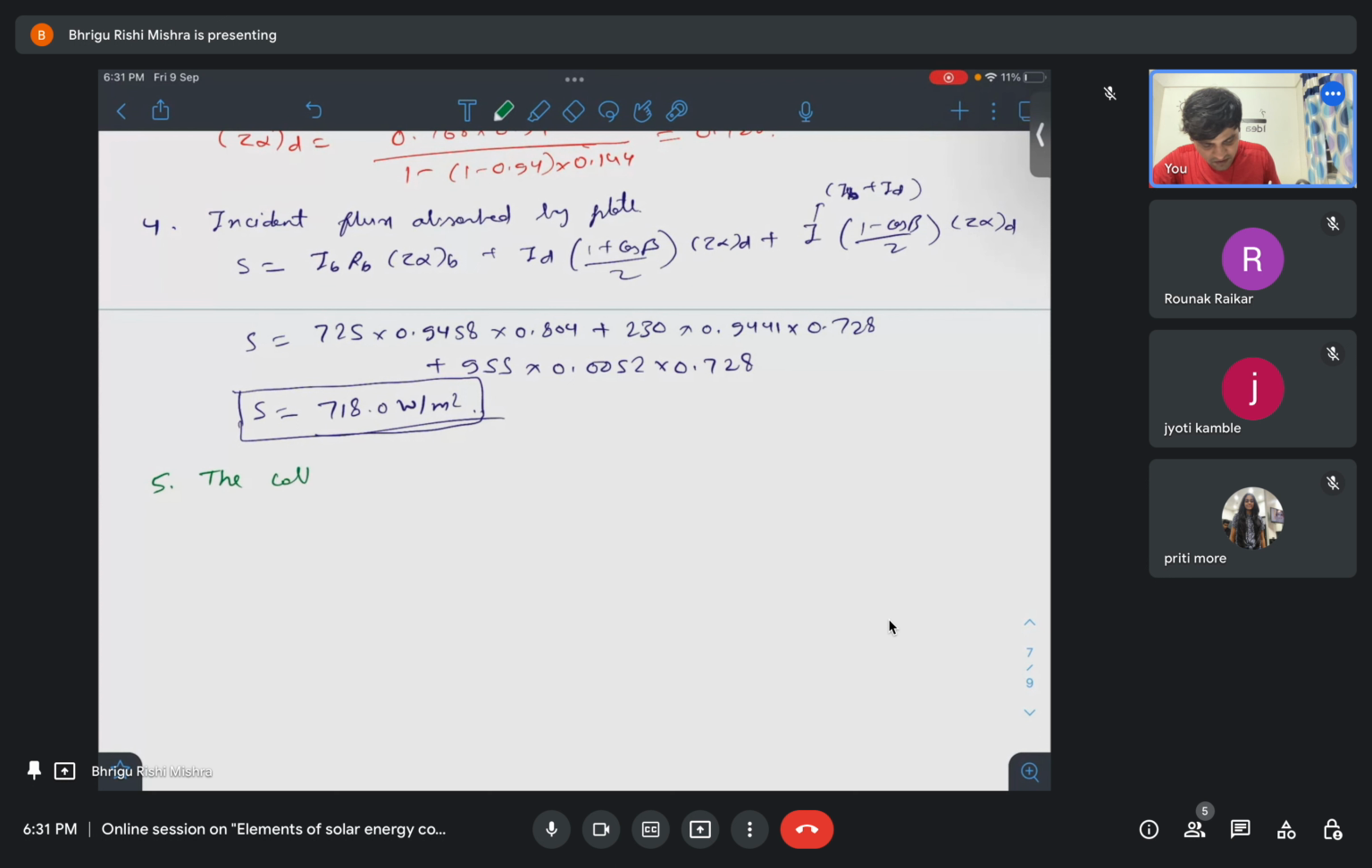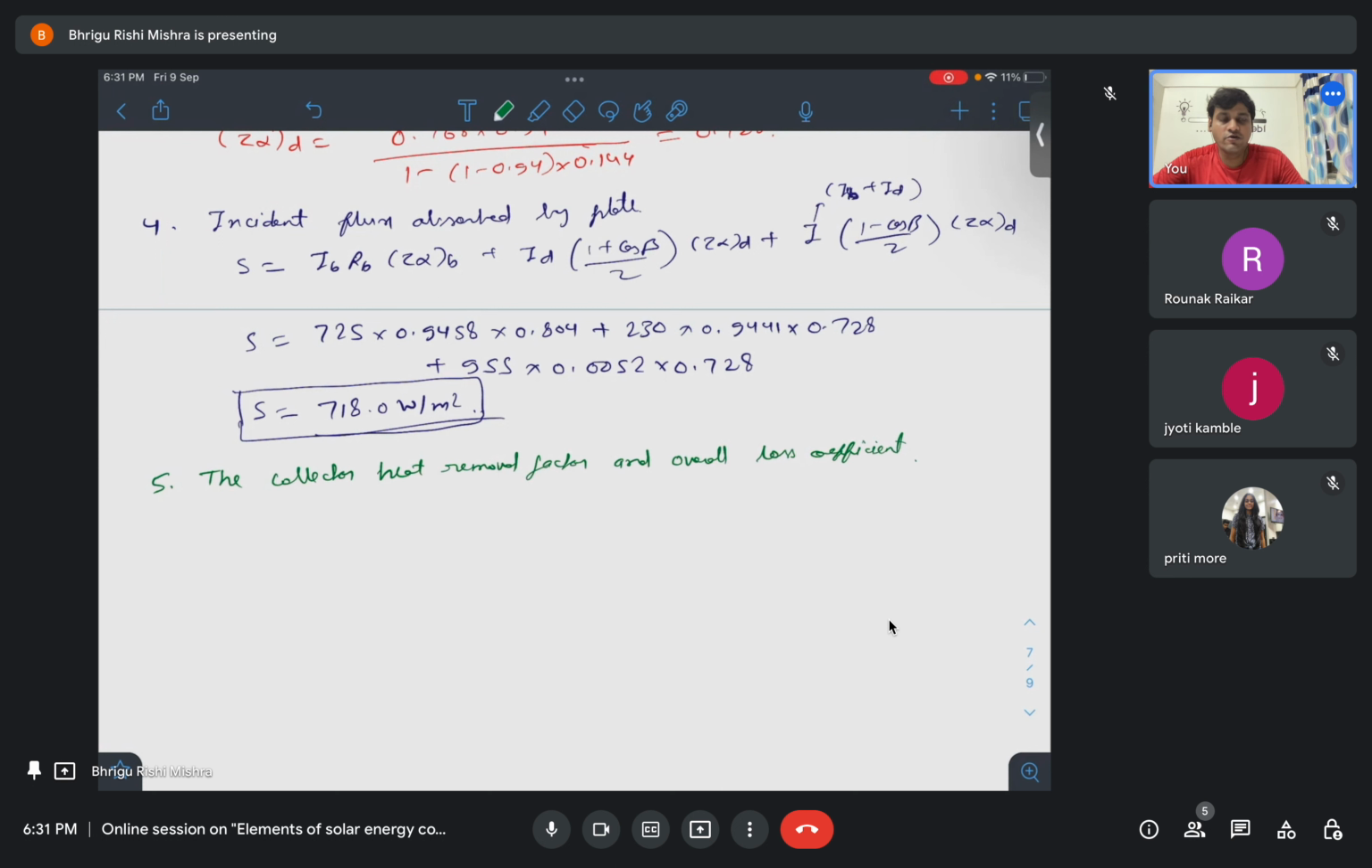The collector heat removal factor and overall loss coefficient. So this is the tricky one.